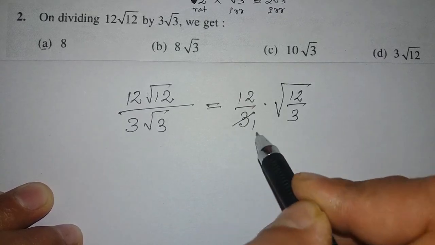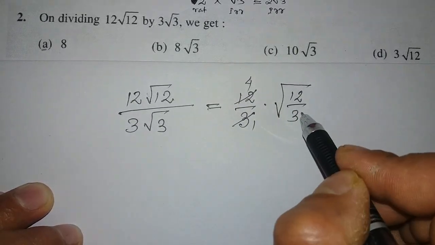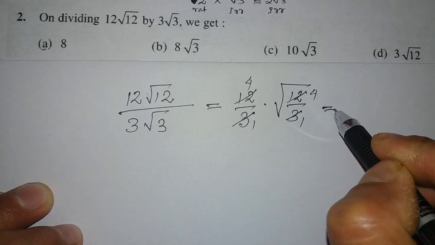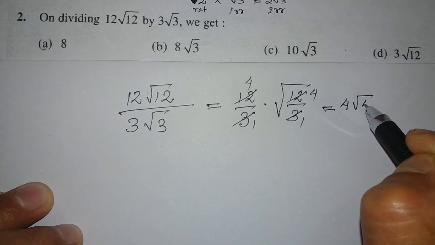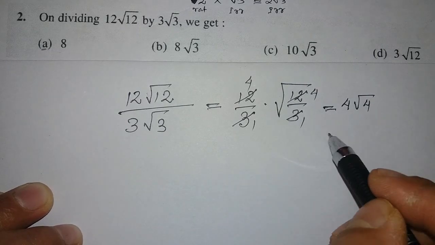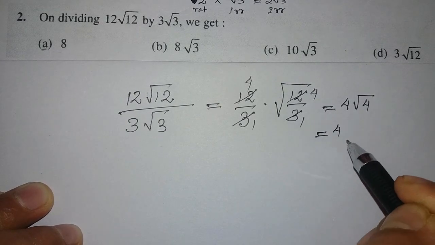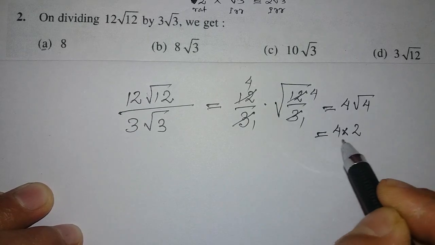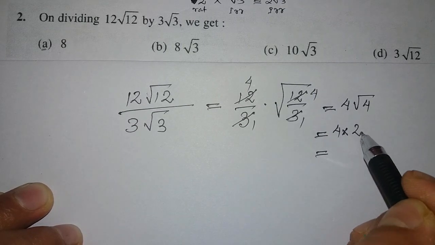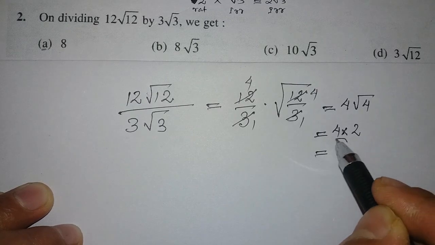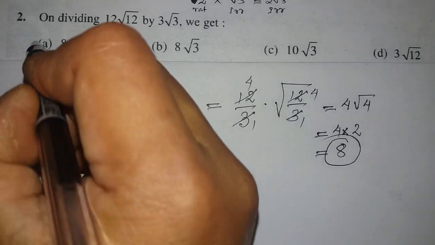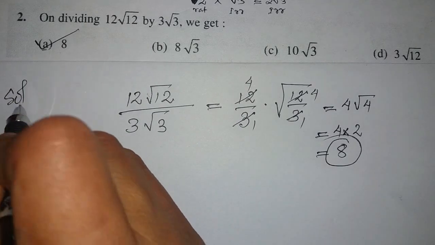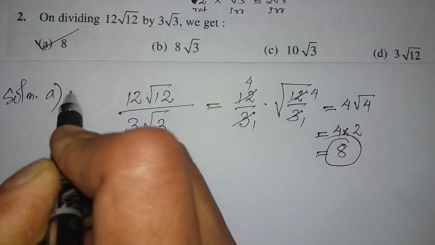So here 3 1s are 3, 3 4s are 12, 3 1s are 3, 3 4s are 12. Now what we got here is 4 root 4. Now again, 4 root 4 is 4 into root 4, which is 2, so 4 2s are 8. So this is our answer, option A. Solution is A.